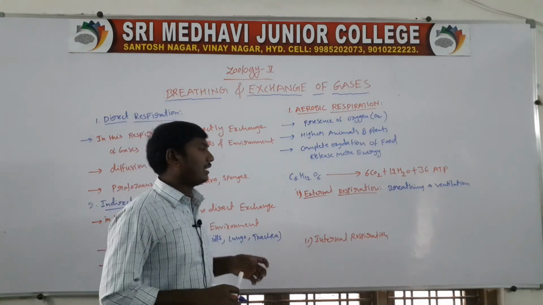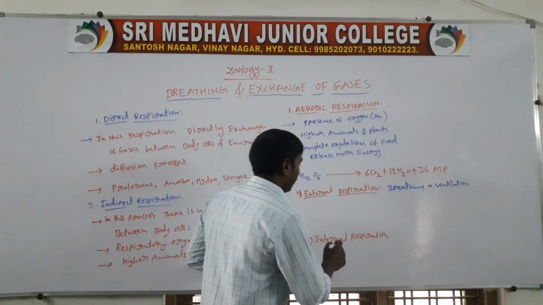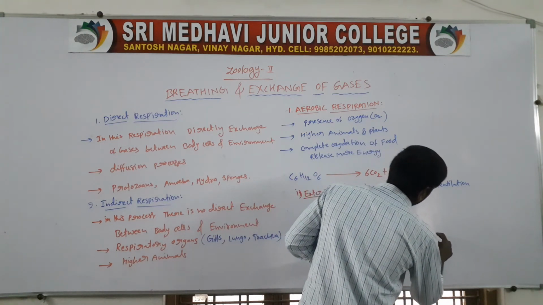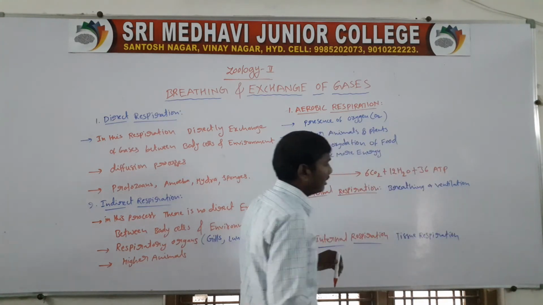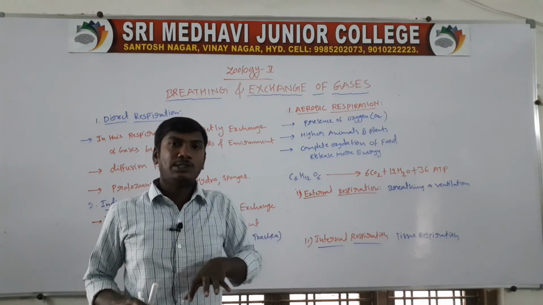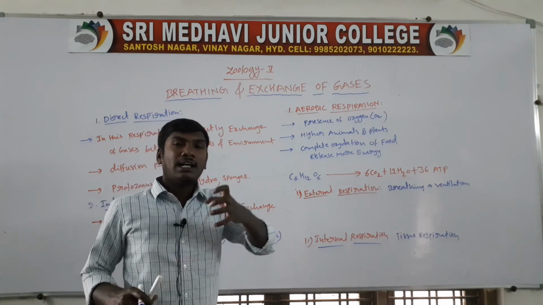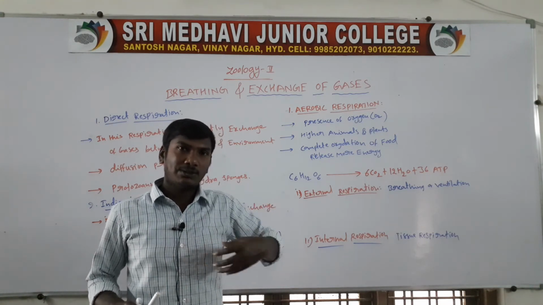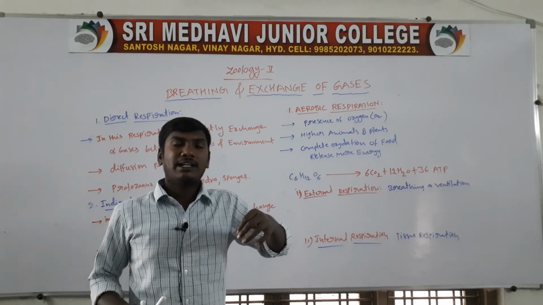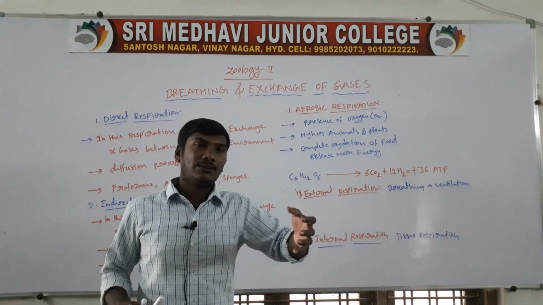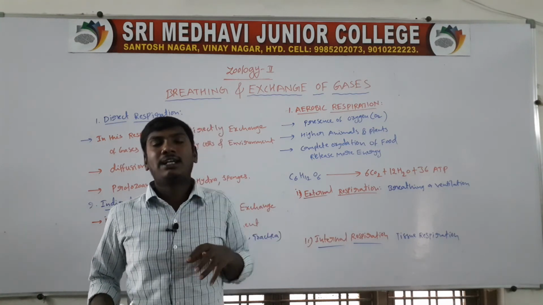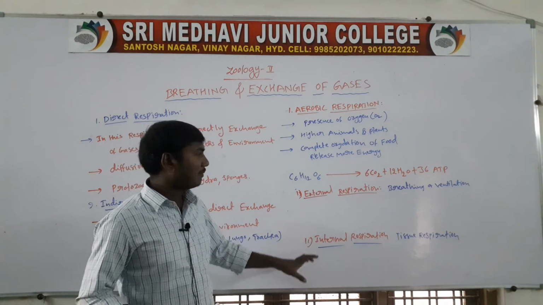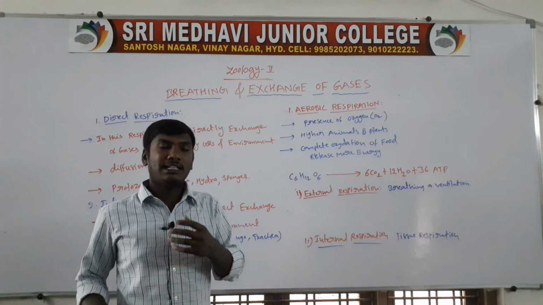Next, internal respiration. Internal respiration is also called tissue respiration. Tissue respiration means the gases go from the lungs to the different body parts and tissues through the blood circulation. The tissues release CO2, and that CO2 comes from the cells to the lungs. So, this is cellular respiration or internal respiration. Through internal respiration, energy is released.